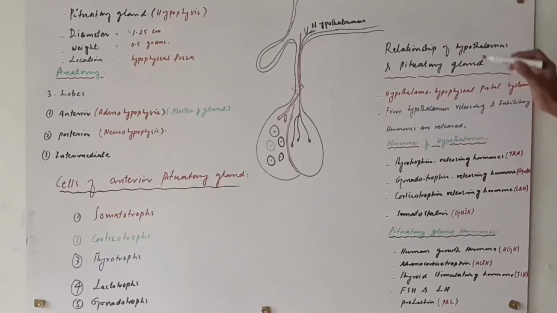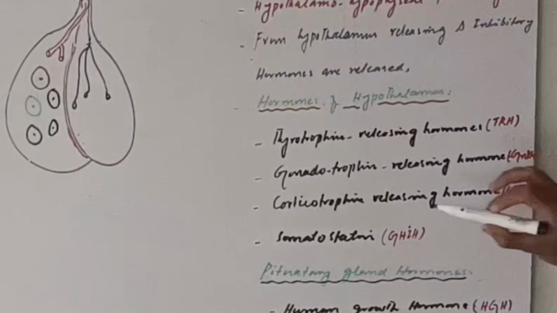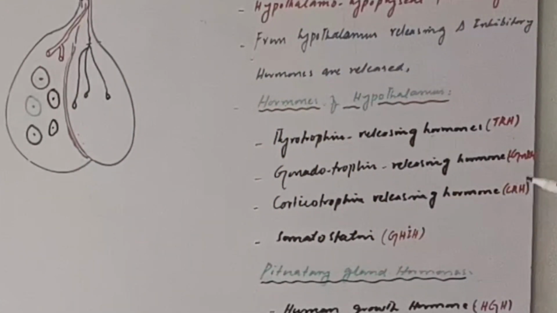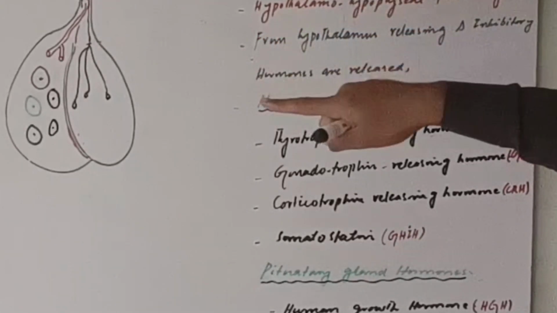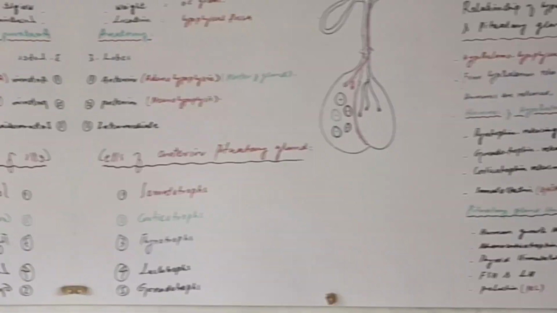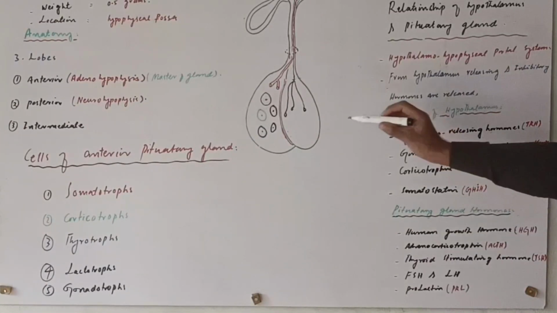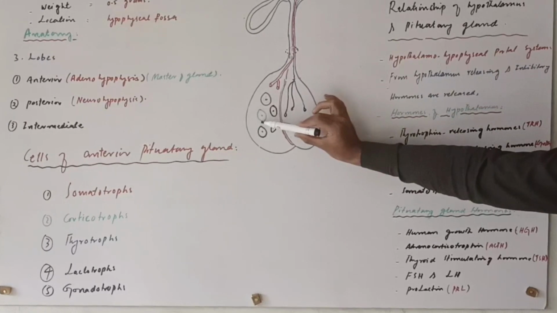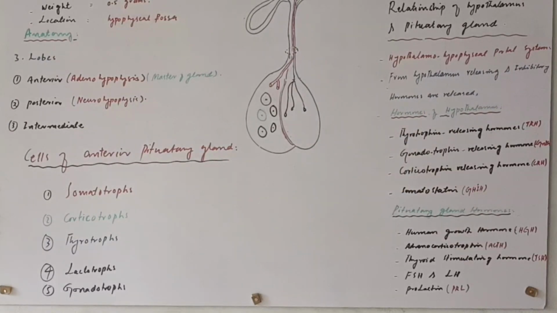The third hormone that is secreted by the hypothalamus is the corticotropin releasing hormone, abbreviated as CRH. This hormone travels through the blood vessel into the anterior pituitary, and this then acts on the corticotropic cells of the anterior pituitary, which then secrete the ACTH, and then ACTH acts on the adrenal gland.